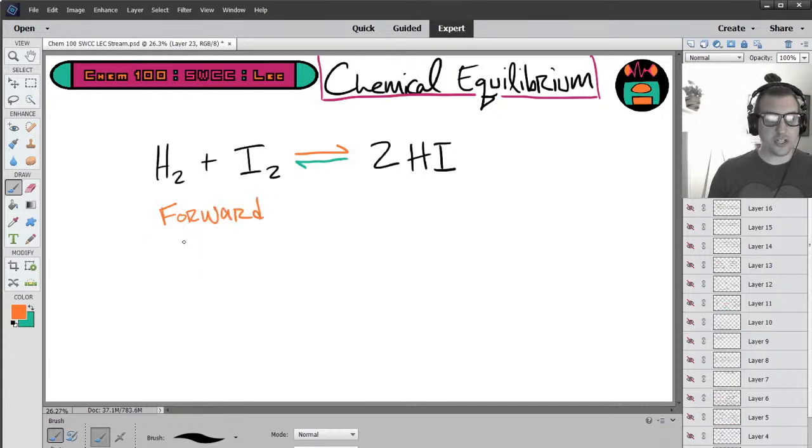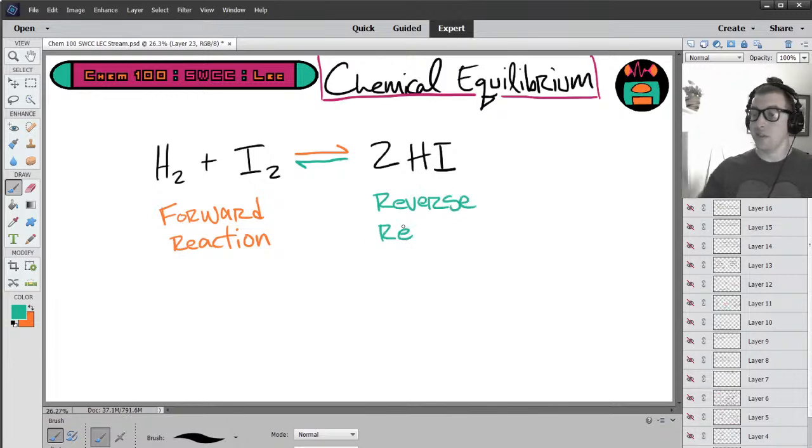The forward reaction is the one where your reactants are on the left and your products are on the right. The reaction going the other direction, we call the reverse reaction. It's called the reverse reaction because the reactants are on the normal product side and the products are on the normal reactant side.